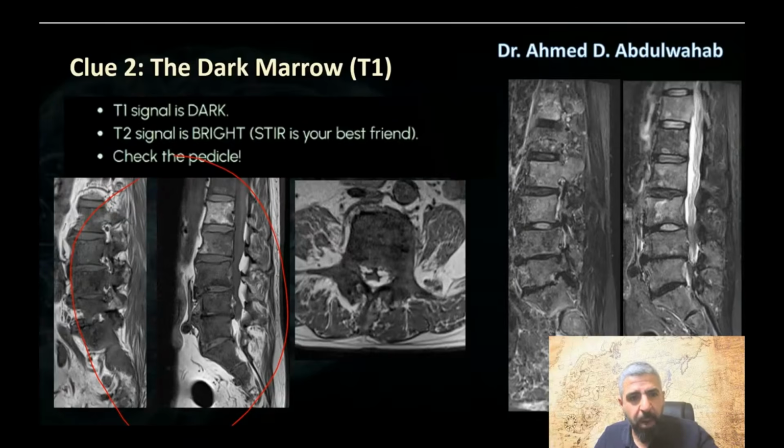The winking owl on MRI. Look at this pedicle here. It's gone. So this is the winking owl on MRI. Look at the axial images. Look at the T2 fat sat. There are areas of edema here and there involving the pedicles. Guys, detectives, you have all the clues that you need.